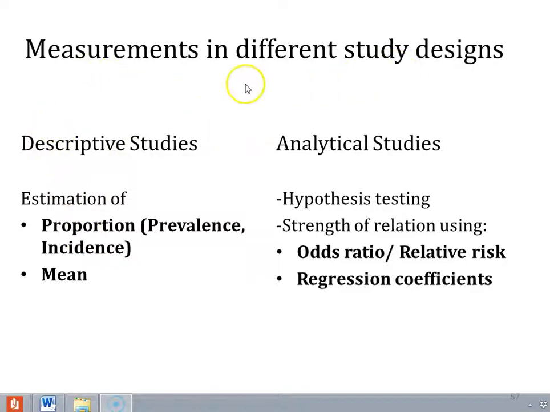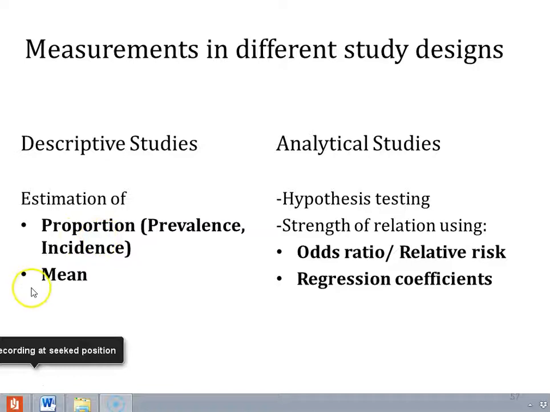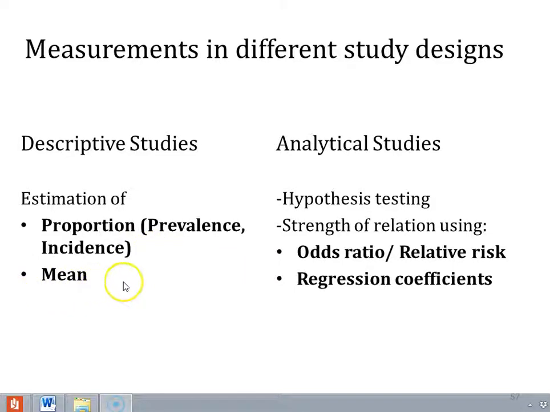There are different types of measurements in descriptive and in analytical studies. Here we estimate either population proportion or population mean. When we talk about proportion, it may include prevalence or incidence. There's a slight difference between these two. For example, the percentage of people who have high blood pressure in our study, and mean may be, for example, the mean blood pressure of our study subjects.